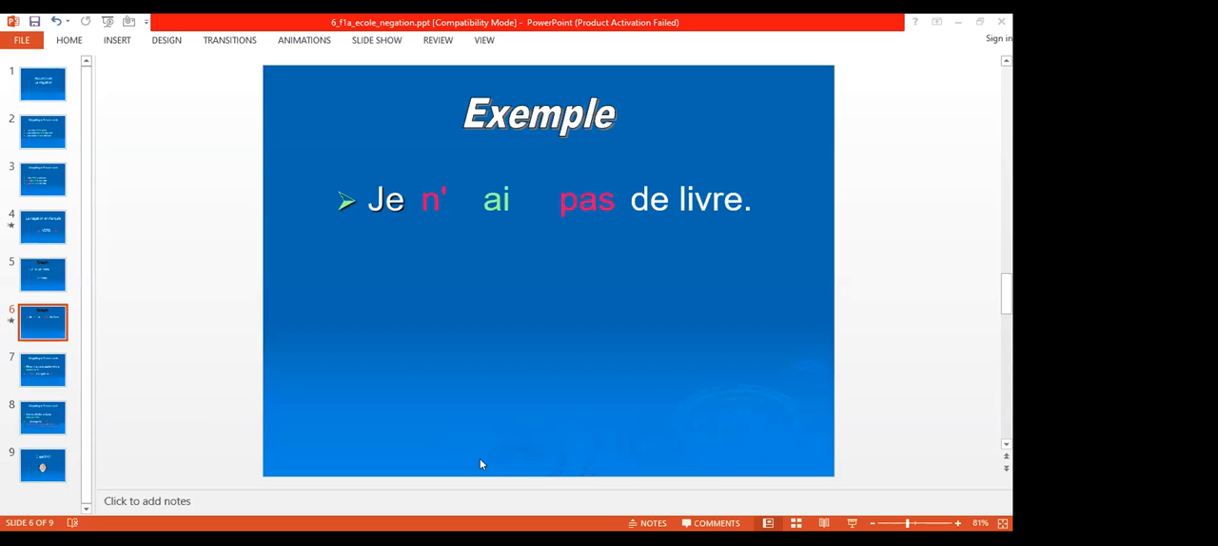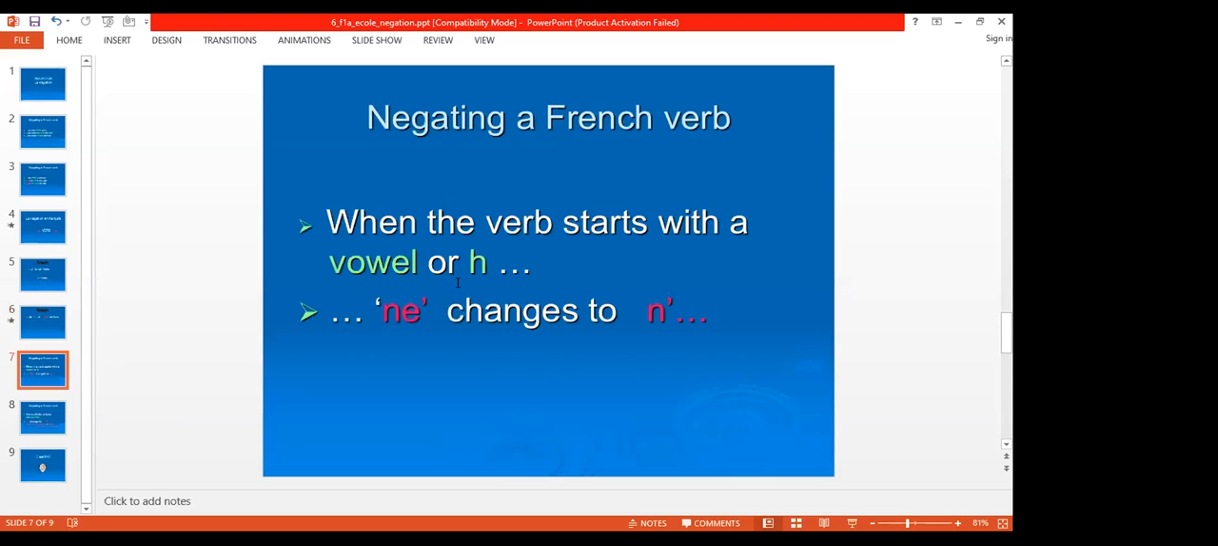Another rule that I think we'll also take into consideration is the fact that when the verb starts with H, silent letter H, a vowel or a Y, you remember Y is also a vowel in French. So when it starts with those, that ne must also kill the vowel of ne and take an apostrophe to make it n', and then you put the verb.